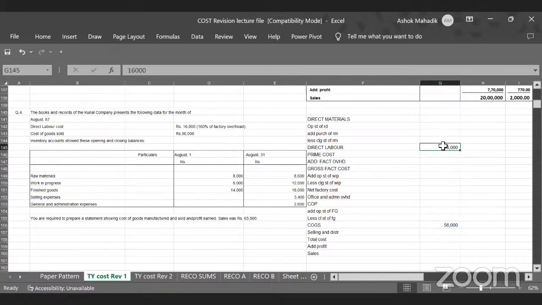I'll make it two columns. Put this to right hand side. These two columns are finished. Opening stock of raw material is 8,000. Then closing stock of raw material 8,600.